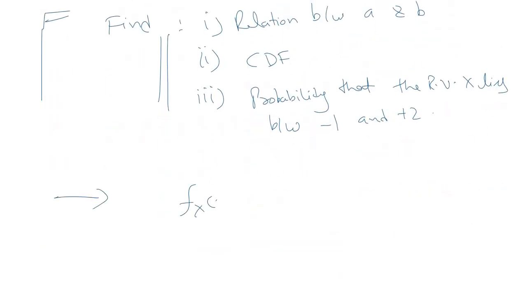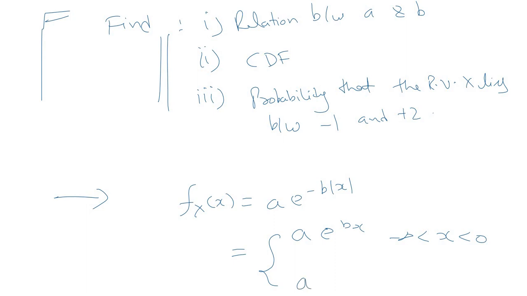We know that the PDF given to us is a e raised to power minus b modulus of x. Let us expand it, simplify it a bit: a e raised to power bx for the values of x from minus infinity to 0, and a e raised to power minus bx for the values 0 to infinity. This is how we can alternatively represent this PDF, just expanding and simplifying the modulus part.